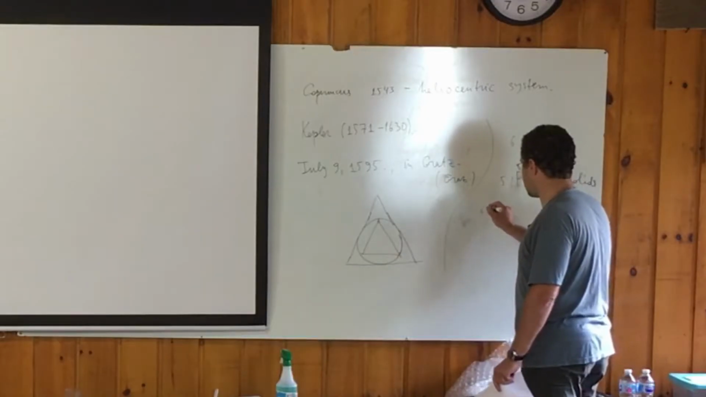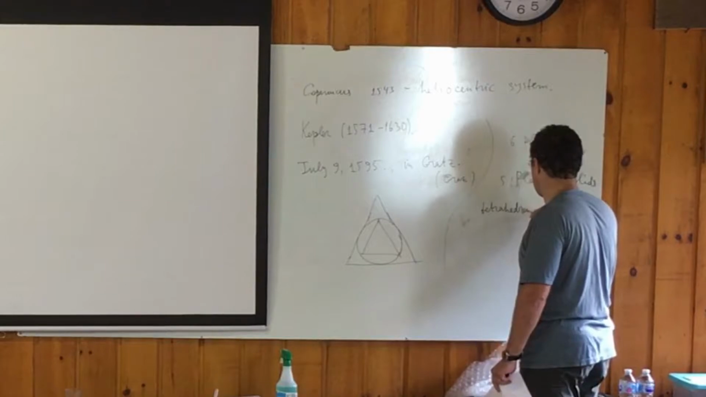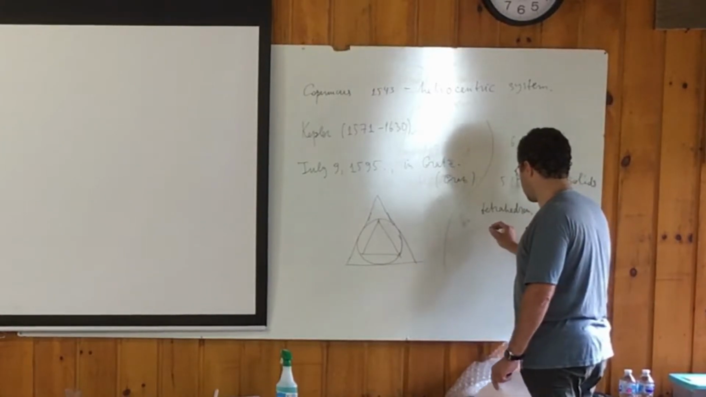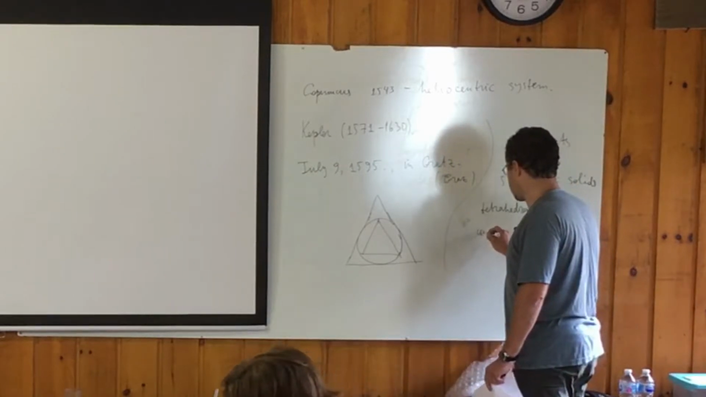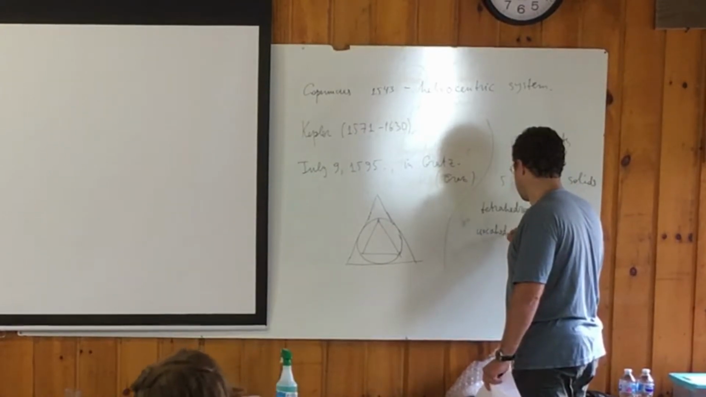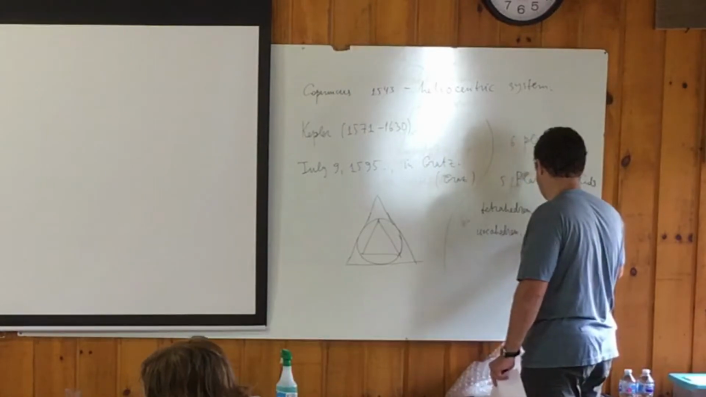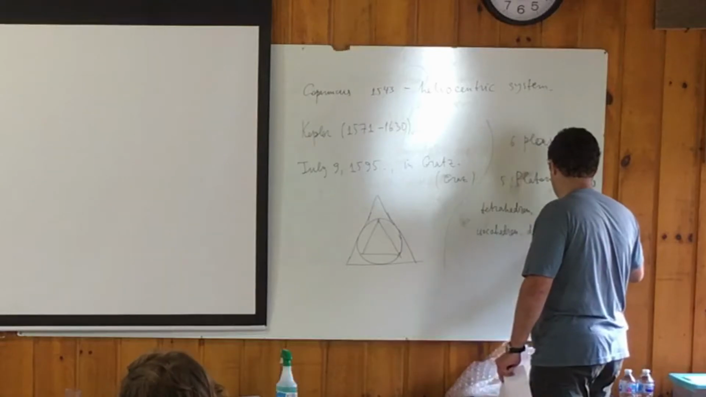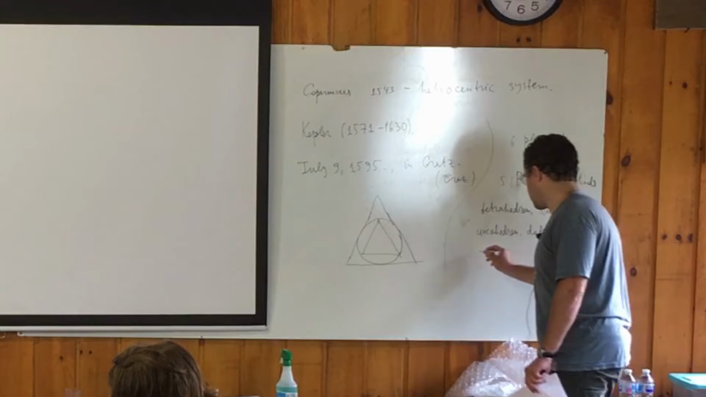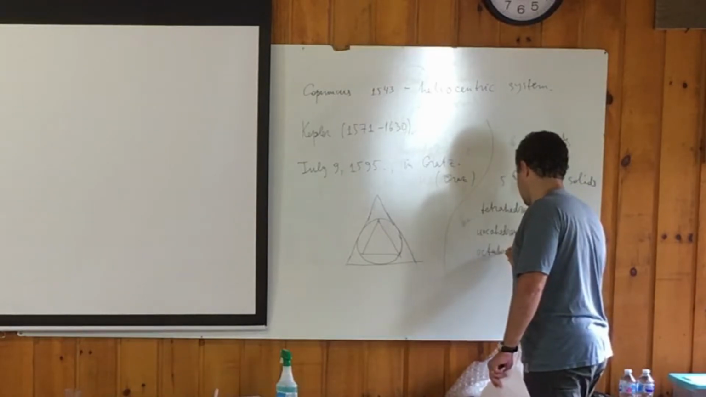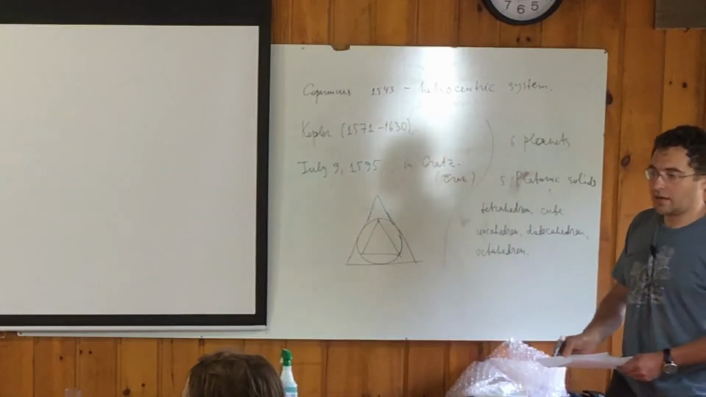So there is a tetrahedron, and then a cube, and then there is icosahedron, dodecahedron, and what did I forget? Octahedron.